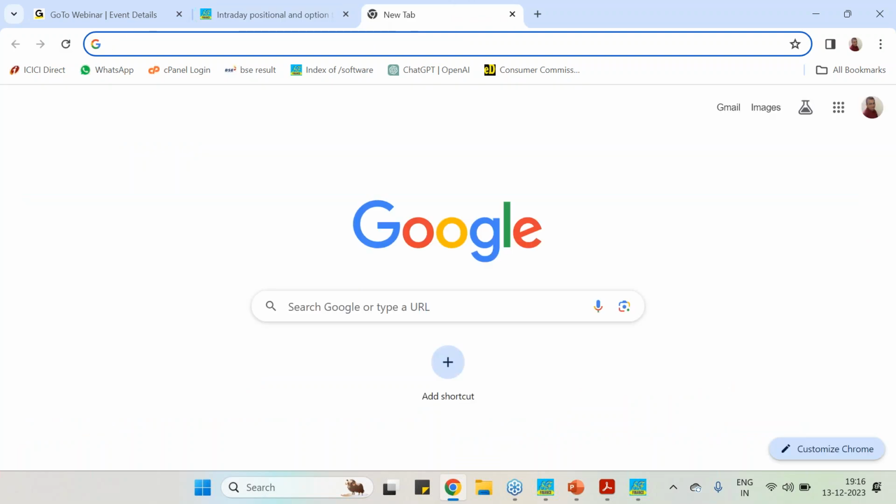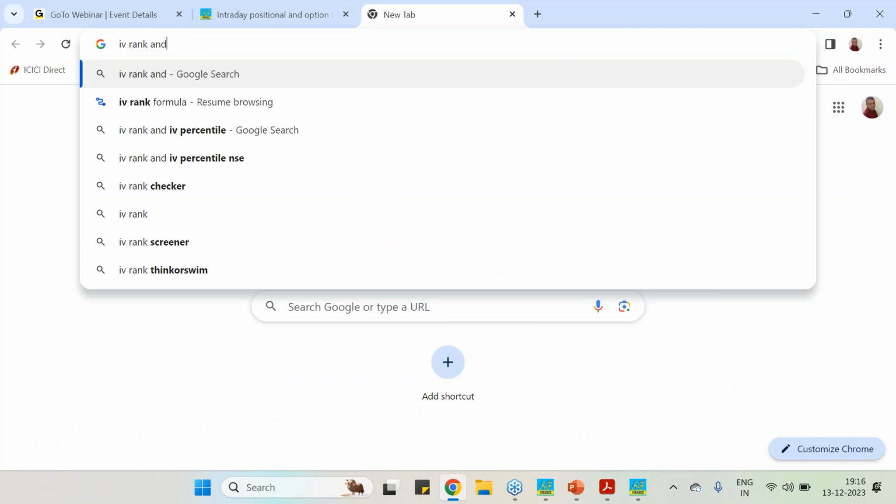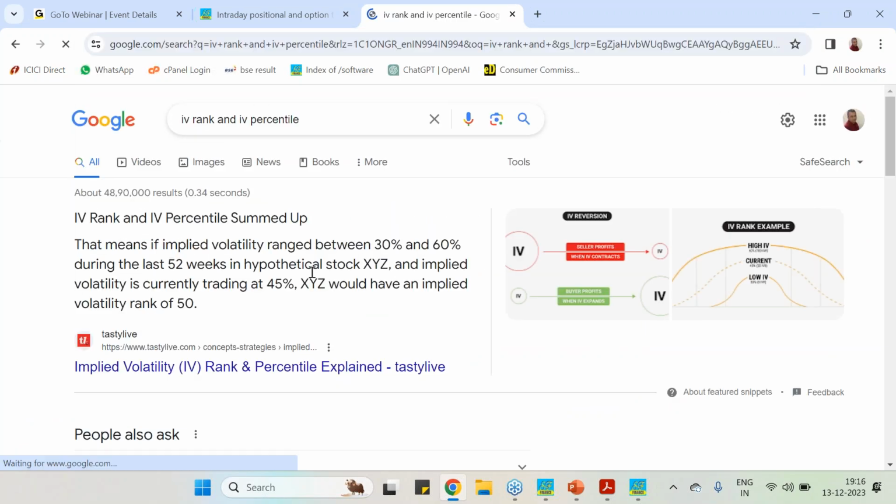If you put it in a web search, IV rank and percentile, Google search, what it is saying, first learn here. So here is the diagram, a very clear diagram, and I understood everything. What it is telling is the implied volatility during the 52 weeks in a hypothetical stock XYZ.